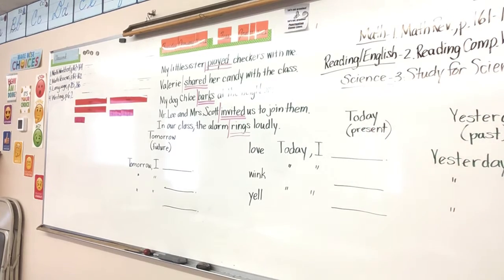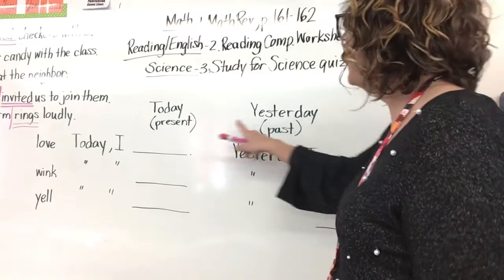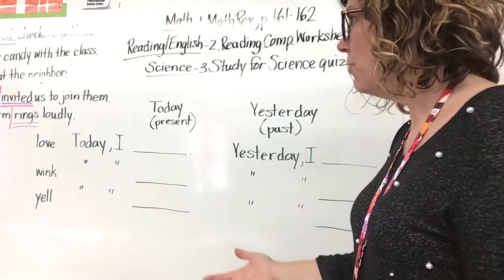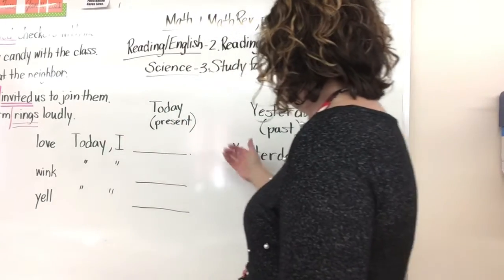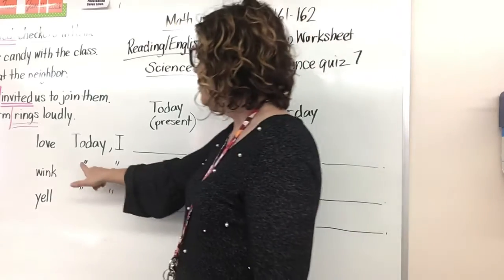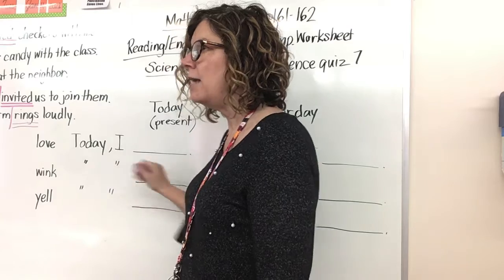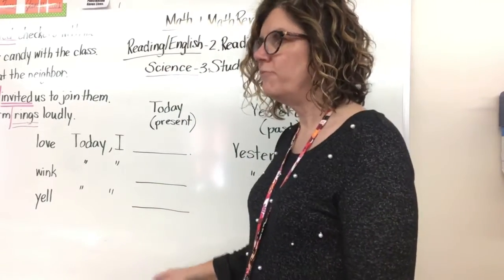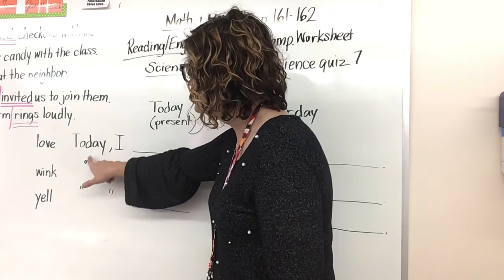Over here, I'm going to move the camera just a little bit. We're going to talk about today, which is present tense, and yesterday, which is past tense. So on your quiz tomorrow, they're going to have today I blank, yesterday I blank. Now, I didn't keep writing it over and over again. They are really going to write it again, today I blank and yesterday I blank, repeatedly for you on the quiz.